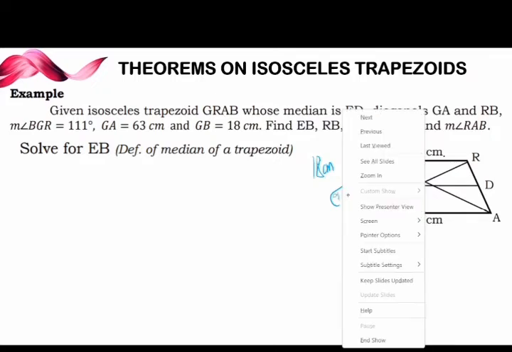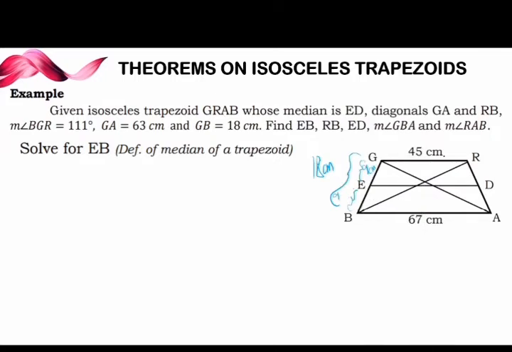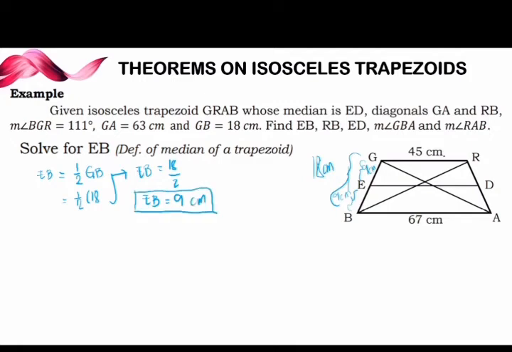BE is just half of the side GB. So all you have to do is divide the measure of GB by 2. Once again, EB is equal to half of GB. Now, the measure of GB is 18. What is half of 18? So EB will be equal to 18 over 2, or EB is equal to 9. And do not forget the unit of measurement, centimeters. EB will be equal to 9 centimeters. That's the measure of segment EB or segment BE.